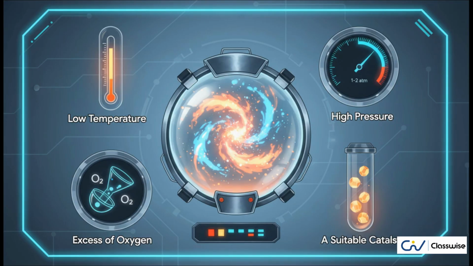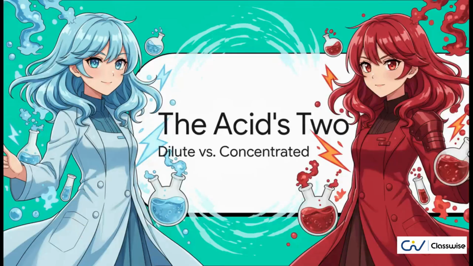So to make that key step in the contact tower work perfectly, you need the perfect recipe. It's kind of like baking a cake. You need the conditions to be just right. We're talking a low temperature, around 450 degrees Celsius, which is still pretty hot. A high pressure of 1 to 2 atmospheres, lots and lots of oxygen, and of course the secret ingredient, our amazing catalyst, vanadium pentoxide.